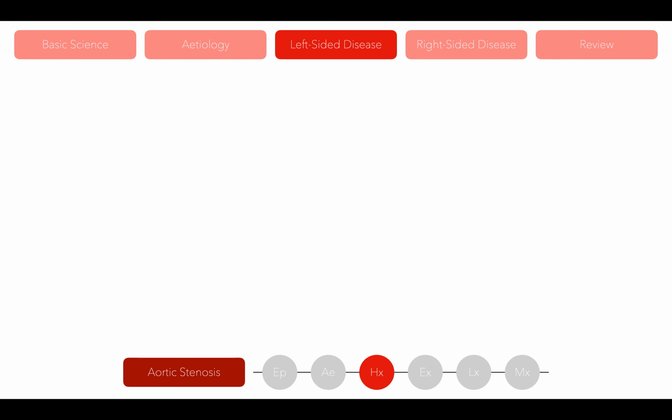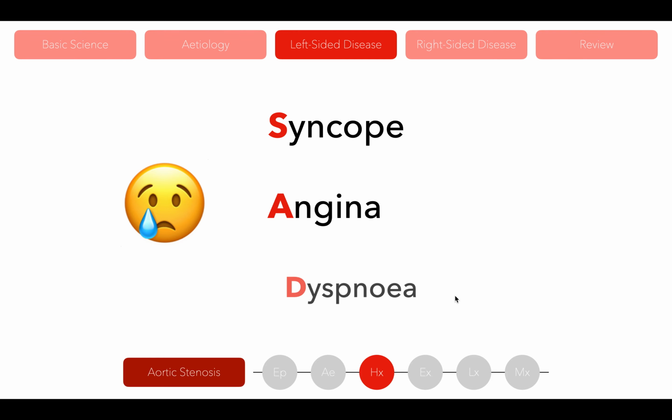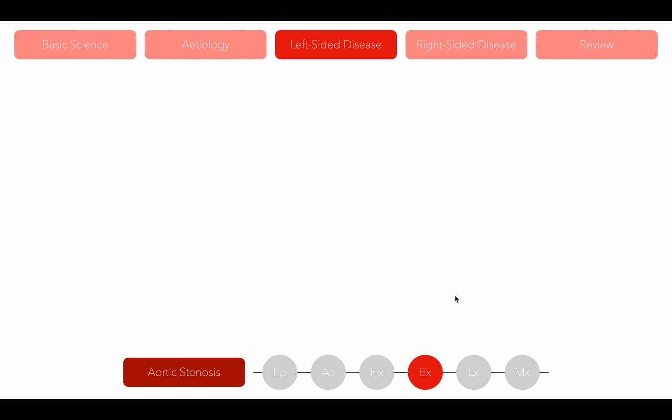The history is a very characteristic one, and the mnemonic is SAD: syncope, angina, and dyspnea. And this is all related to aortic stenosis, which is decreasing the ability of your left ventricle to fill the aorta and thereby perfuse your organs. Syncope, because you're not getting enough blood to the brain. Angina, because you're not getting enough blood to the coronary arteries. And dyspnea, because you're not getting enough blood anywhere.